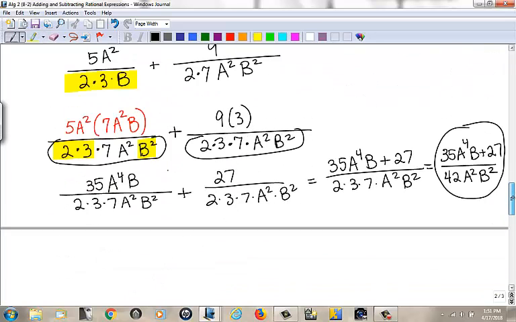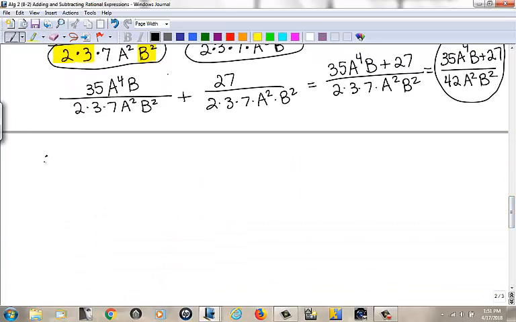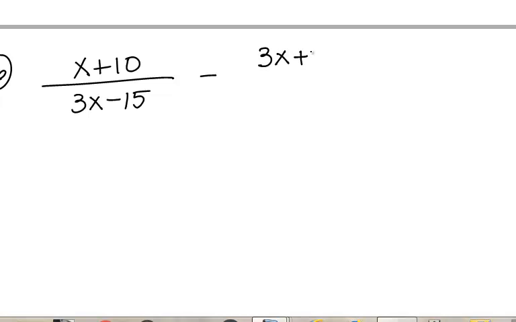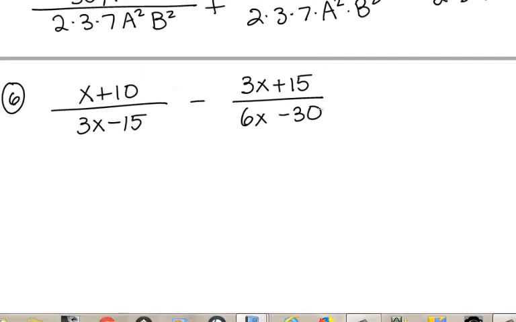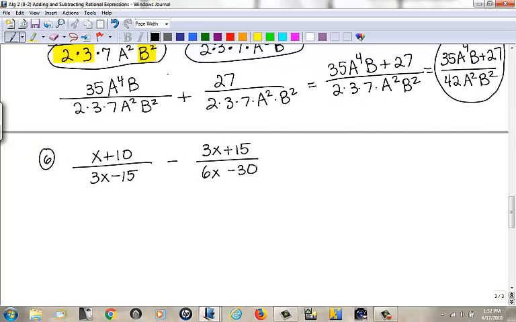See, that one was number 5. Okay, number 6. So you have x plus 10 all over 3x minus 15, minus, in the numerator, 3x plus 15, and it's all over 6x minus 30. The first thing you should do is break down the denominators. Leave that top part the same. What's in common on the bottom?